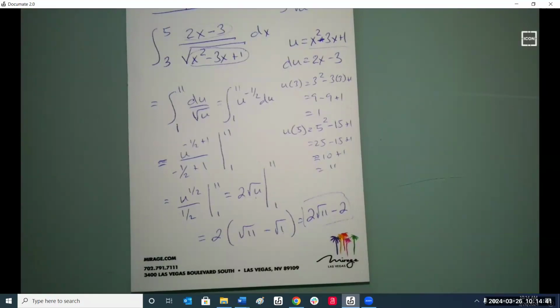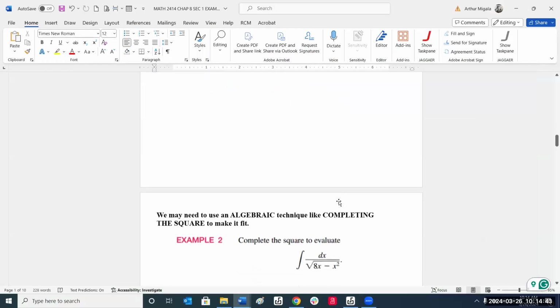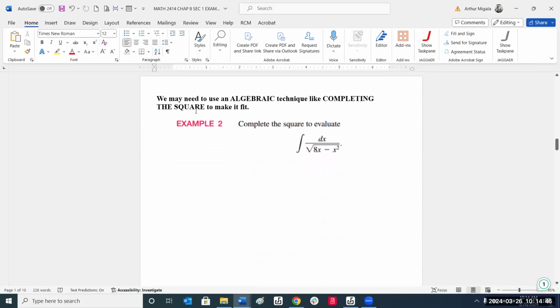All right, so let's go. We may need to use an algebraic technique like completing the square to make it fit. All right, so let's look at this example. Okay, example 2. Complete the square to evaluate the integral of dx over the radical of 8x minus x squared.